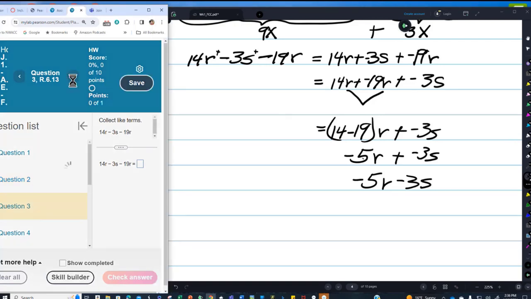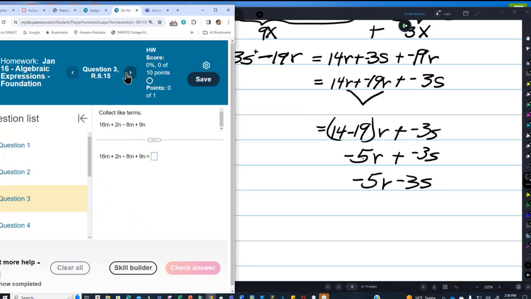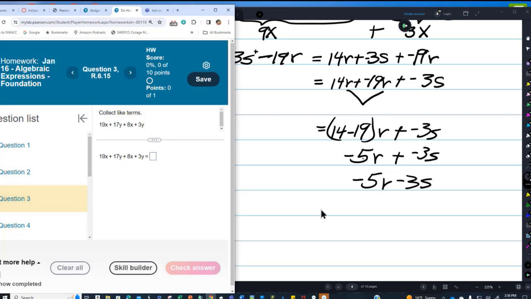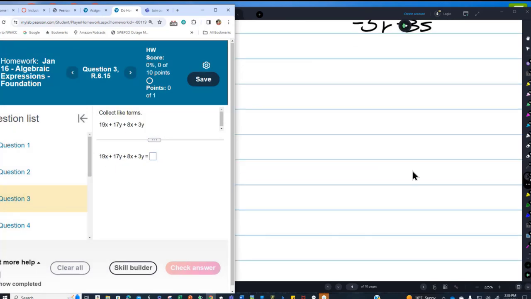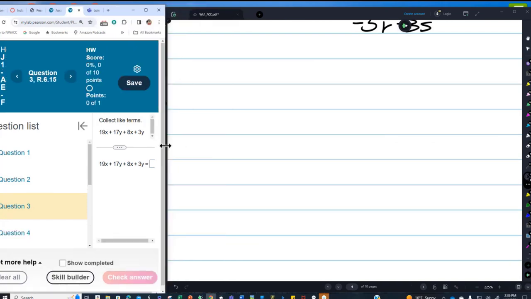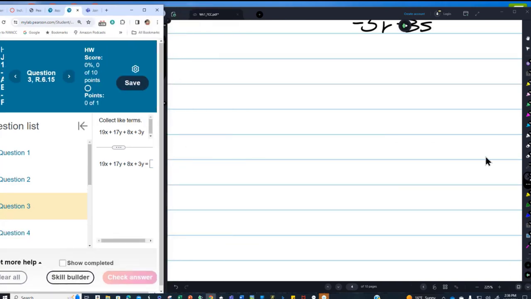Let's find one more really good one and then call it a day. How about two? This one and the next one. We can get those hammered out. Okay, here we go.